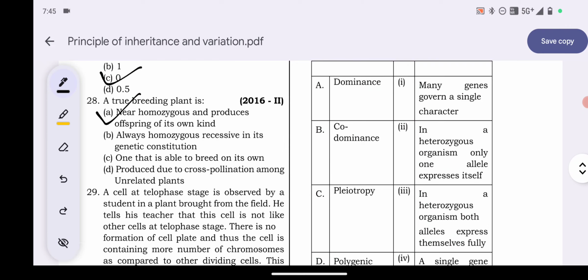Explanation. A true breeding line is one that has undergone continuous self-pollination, shows stable trait inheritance and expression for several generations. So option A is the answer.